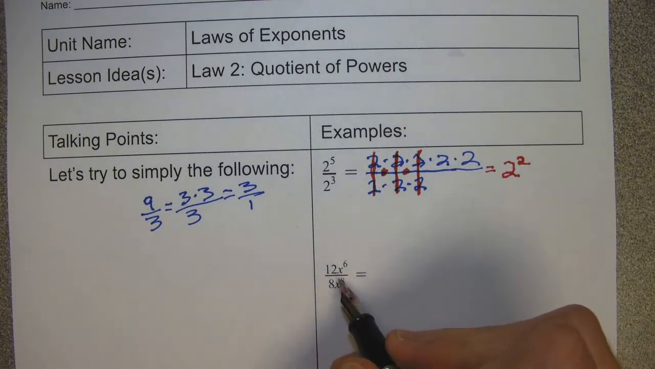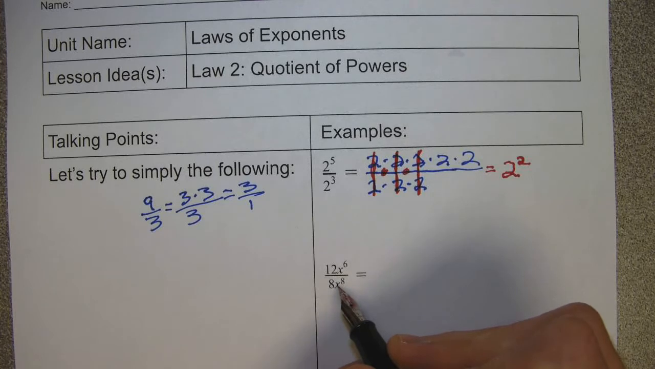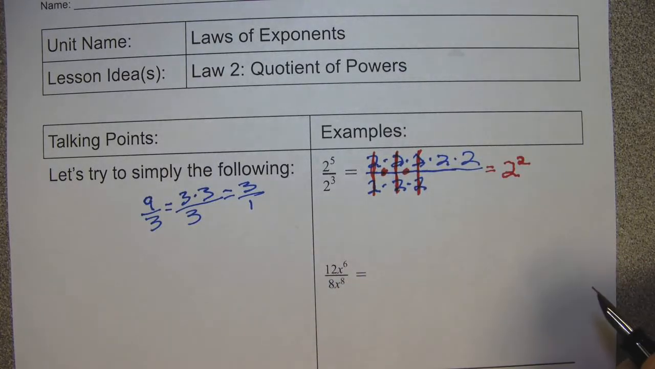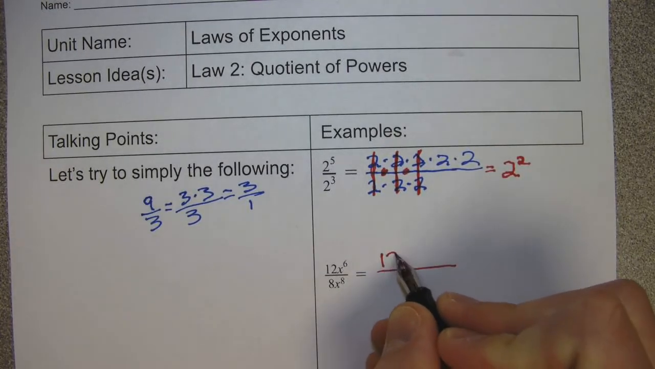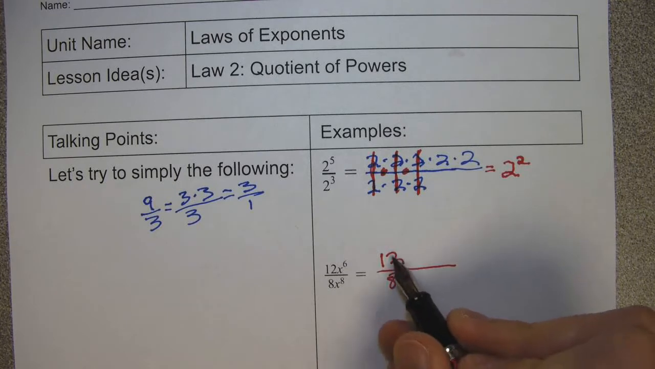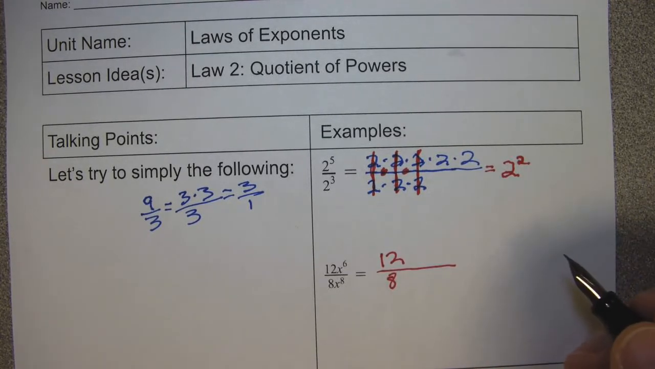This time I notice I'm working with exponents that have a base that is a variable, so we can work with those just like we did here. But I also notice I've got some coefficients here. I've got 12 and 8. And remember, since we're multiplying, we can treat those just like a normal fraction, 12 over 8. So we could simplify or do whatever it is that we would normally do.